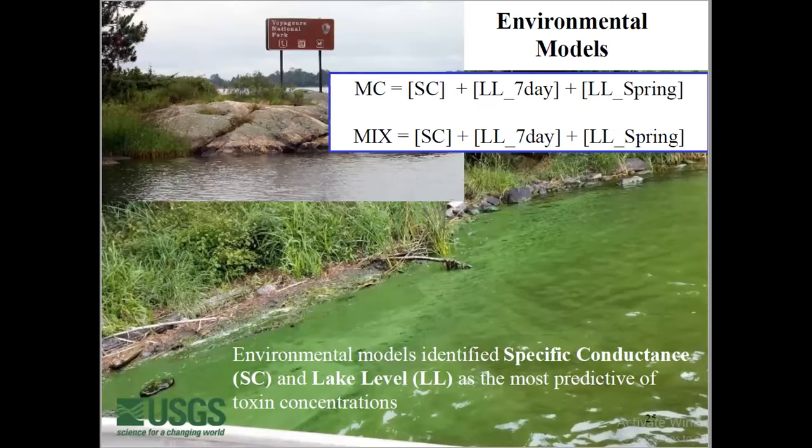So I won't talk too much about the environmental models, except to say that they identified specific conductance and lake level as the most predictive of toxin concentration. And as you can see from this picture from our earlier discussion of how lake levels are so important in Kabetogama, changing lake levels might bring in more sediments, more vegetation, and therefore more nutrients to the system. Next slide.